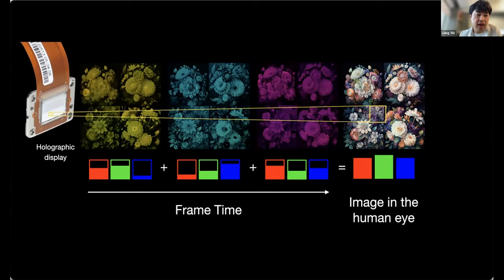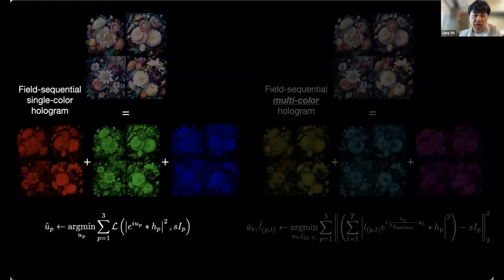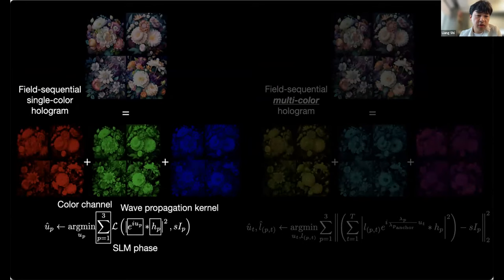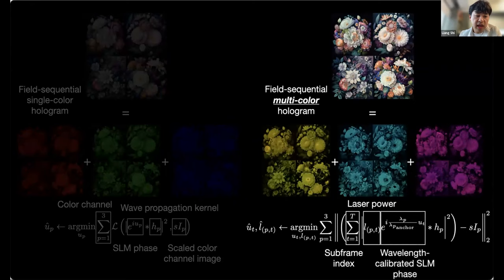To put everything into equations and form an optimization, let's take a look at conventional field sequential single color holography first. Here we solve an optimization problem where p denotes the color channel, e^{iφ_p} denotes the single color phase hologram, H_p denotes the wave propagation kernel for that wavelength, and s_p denotes the scaled single color channel image. We optimize φ_p for each color channel, so together they match the scaled full color image. For multicolor hologram, we add a new parameter t to denote the index of the subframe. And now for each color primary, we will loop over all subframes and optimize the laser intensity for that frame, that color, and the wavelength calibrated phase hologram.